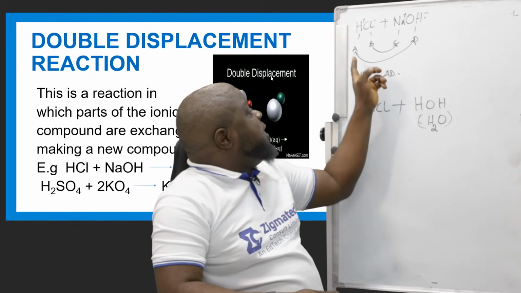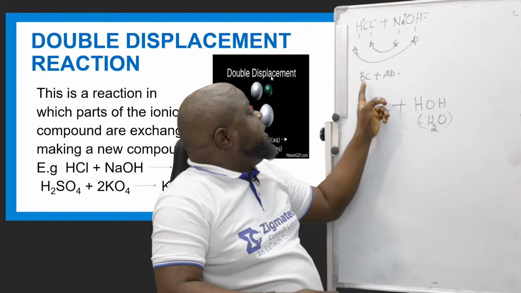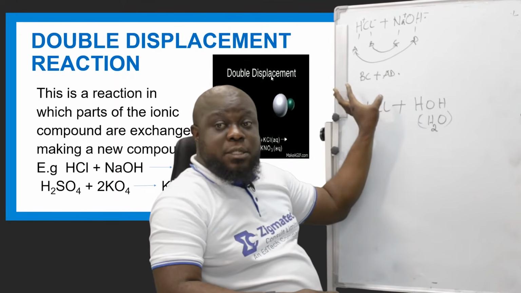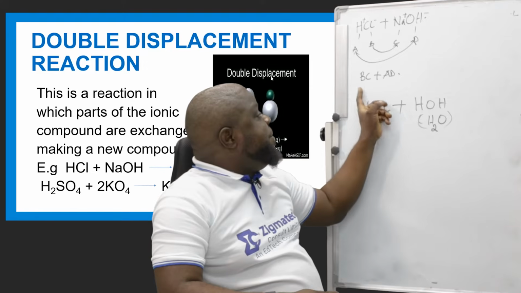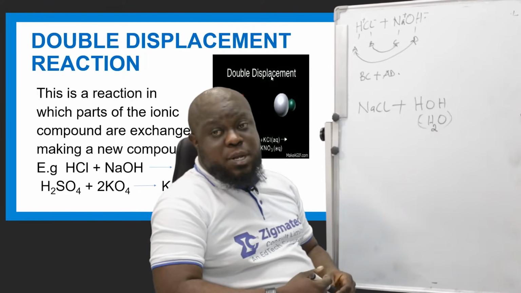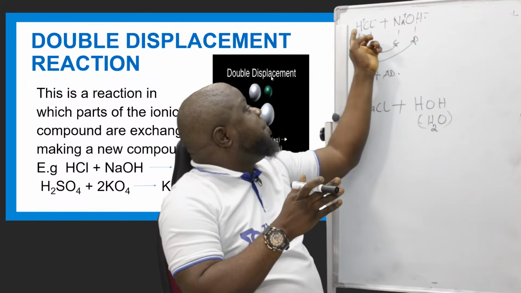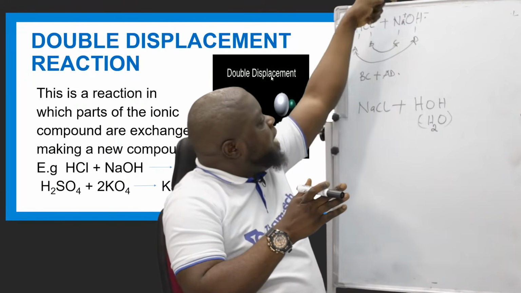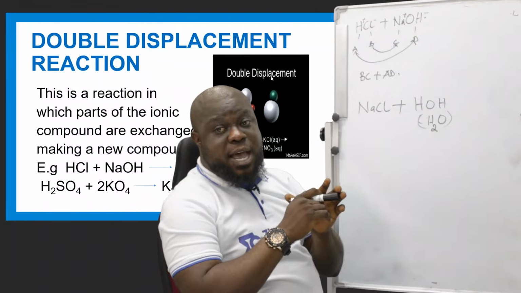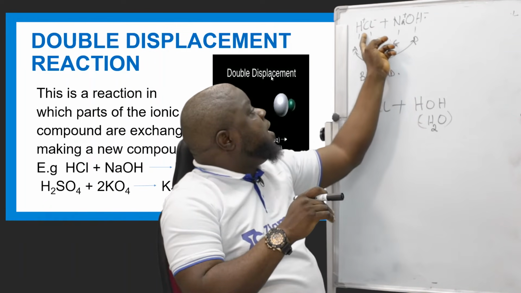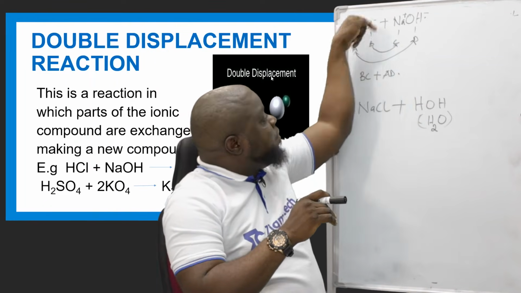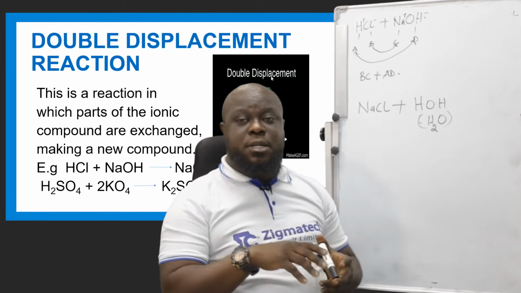Take note, the thing is BC plus AD. That is the rule. Okay? BC plus AD is the rule. The ionic compounds are to be exchanged. The positive hydrogen was exchanged to meet the negative hydroxide, while the negative chlorine was exchanged to meet the sodium.